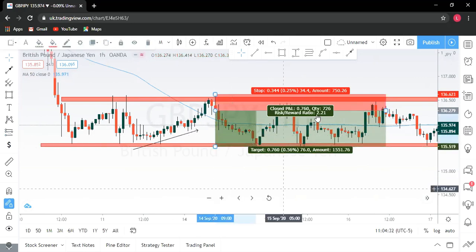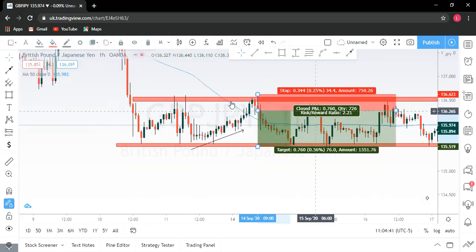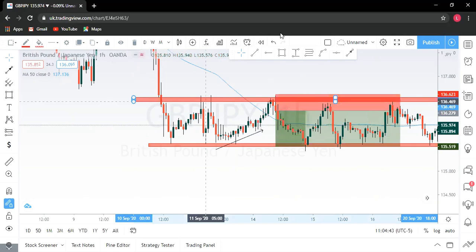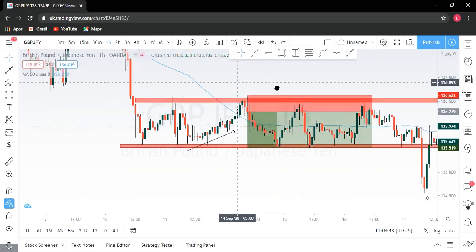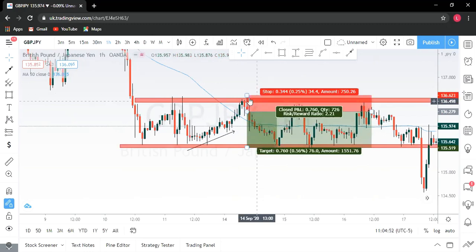So can you see? That's 1:2. That means if you are risking $10, you are risking $10 to make like $20 or $22. So you see what I'm talking about. That is how to go about trading support and resistance. Your stop loss will just be a few pips above the wick of that bearish pin bar. You understand?